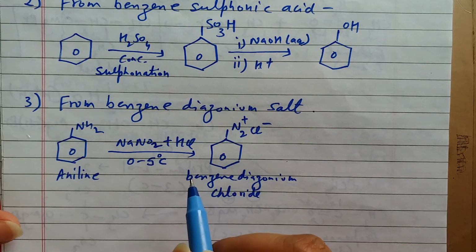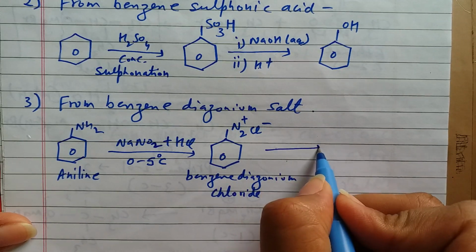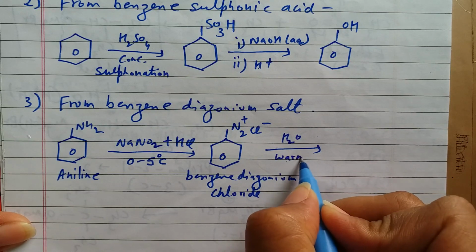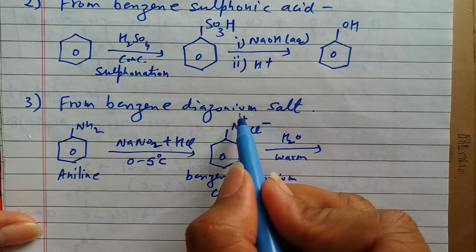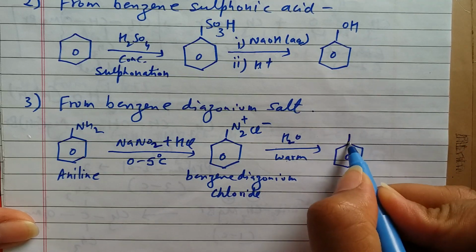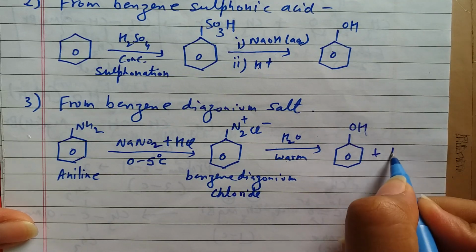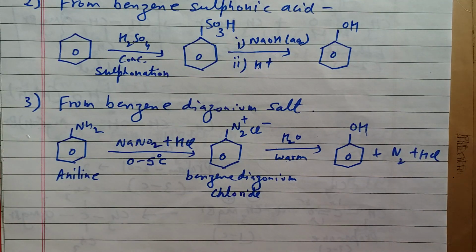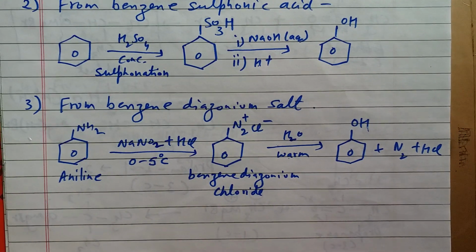Now this benzene diazonium salt, when simply warmed with water, the entire group here gets replaced by OH, and what you get is phenol plus nitrogen and HCl as byproduct. So the benzene diazonium chloride formed on warming with water forms phenol, right? This was the third method.